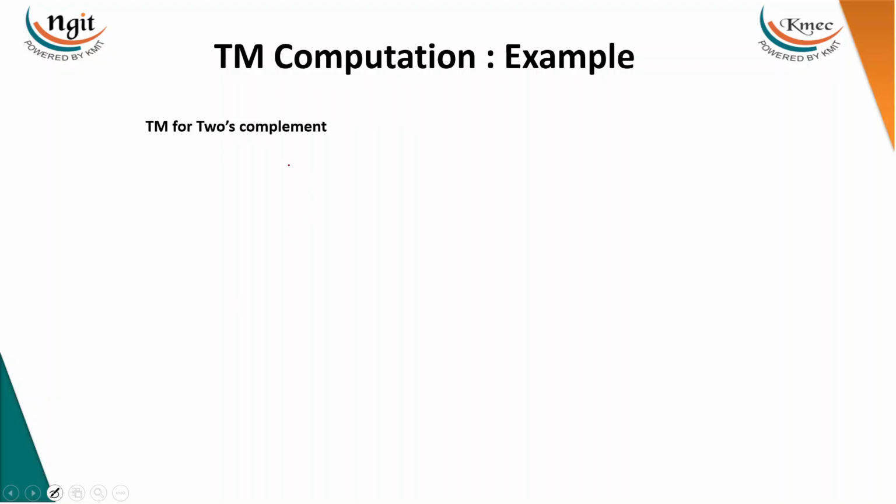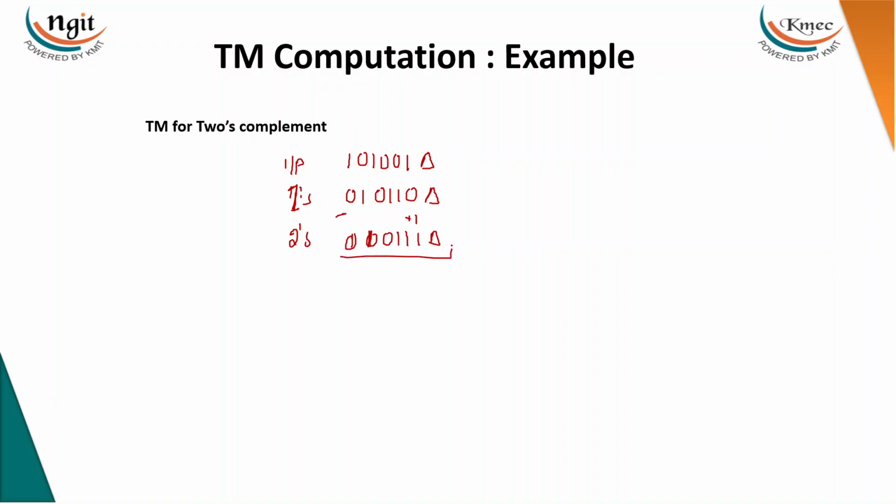See guys, for example, if my input is 101001 delta, what is the one's complement of it? 010110, then delta. Two's complement means just add 1 to it. Then you can write 010111 delta. 0 plus 1 is 1, remaining all are same. This is a two's complement.